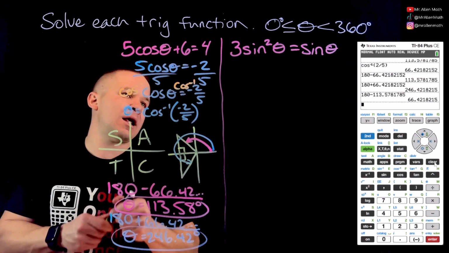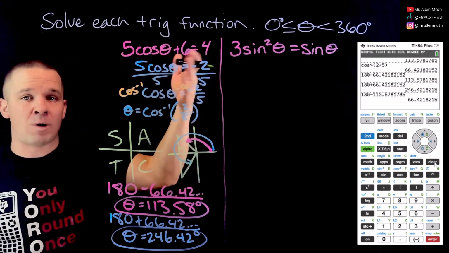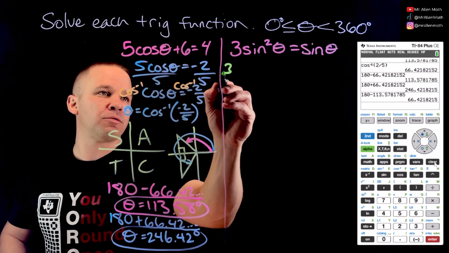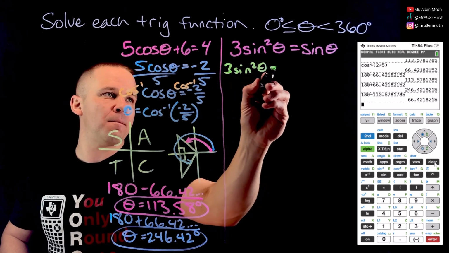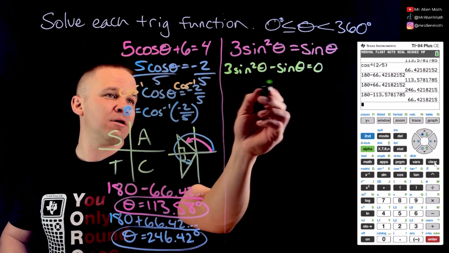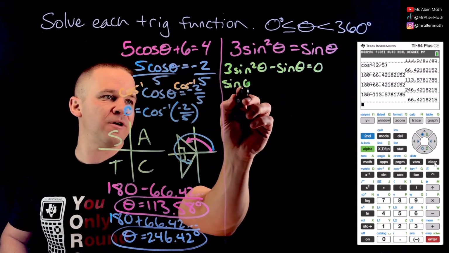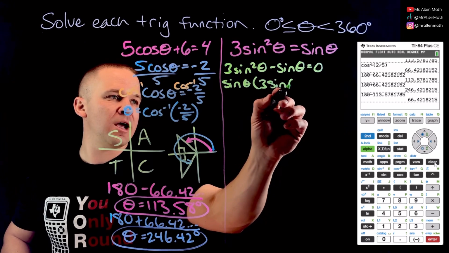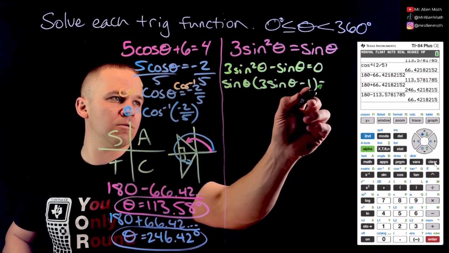All right, so let's go ahead and set this thing equal to 0. So we're dealing with a quadratic within trig functions here, which is kind of crazy. So I get 3 sine squared theta minus sine theta equals 0. I'm going to factor out a sine theta, right? That's a common factor there. That leaves me with sine theta times (3 sine theta minus 1) equals 0.